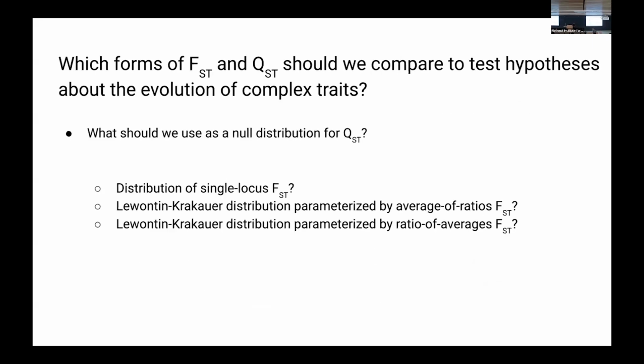So here comes the question: which forms of FST and QST should we compare to test hypotheses about the evolution of complex traits? That is, what should we use as a null distribution for QST? Should we use the distribution of single-locus FST? Or the Lewontin-Krakauer distribution parameterized by average of ratios FST? Or the Lewontin-Krakauer distribution parameterized by ratio of averages FST?